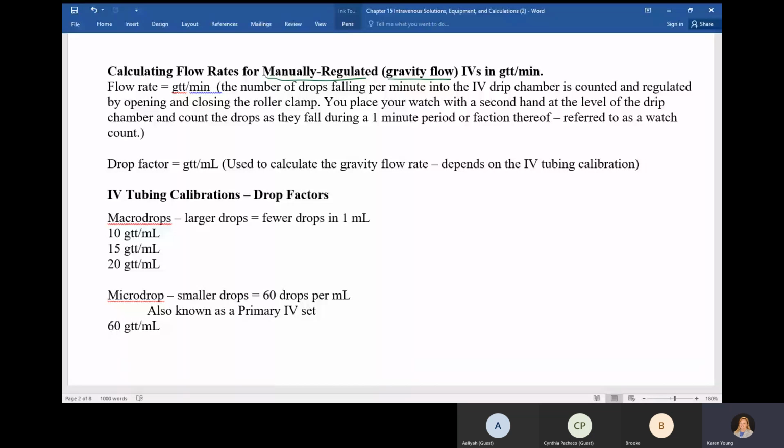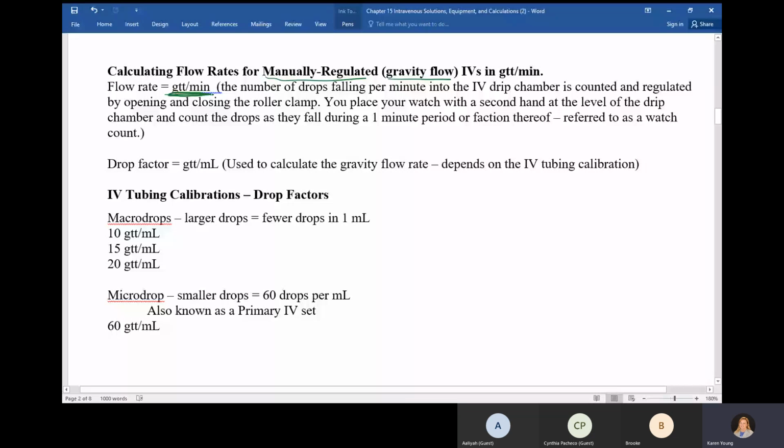You set these based on a drop factor, which is based on your IV tubing, okay? So you've got some IV tubing that's got a wider diameter than others. The wider the diameter, the bigger the drops you'll have. So we calculate it based on our drop factor because of the IV tubing. The flow rate here is drops per minute, okay? Because we're going to count the drops.